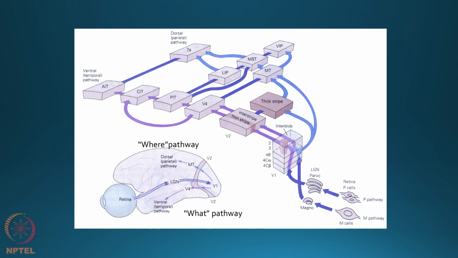Then another stream begins from V1 and proceeds downwards via the ventral pathway, because it is a ventral part of the brain, and it goes into the temporal lobe, into the inferior temporal areas. This is called the what pathway because at the end of it, these parts of the brain recognize what that object is. Okay.